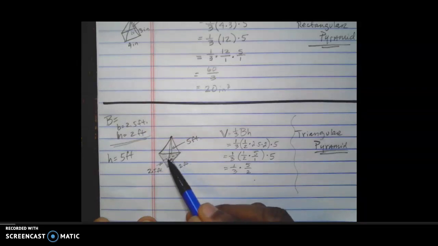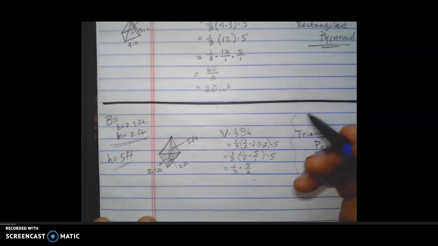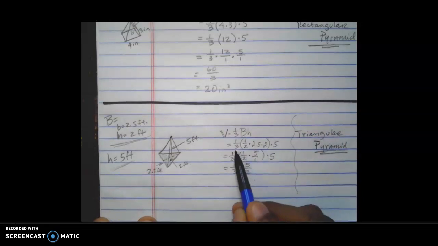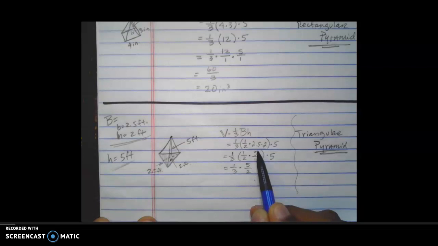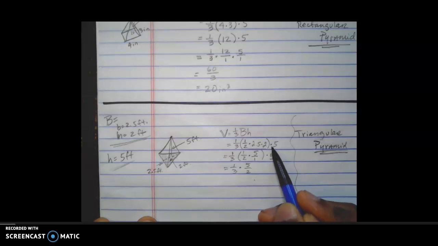The height of my triangle, 2D figure, and then the height of my 3D figure is 5 feet. So what I've done here is substitute in my values. 1/3, and we know that the area of a triangle is 1/2 times little b times h. So I've substituted all those things in. We have 1/2 times 2.5 times 2, multiplying that by 5, which is the height of our pyramid.